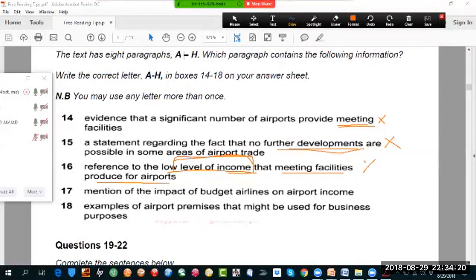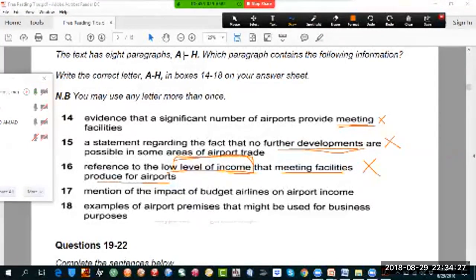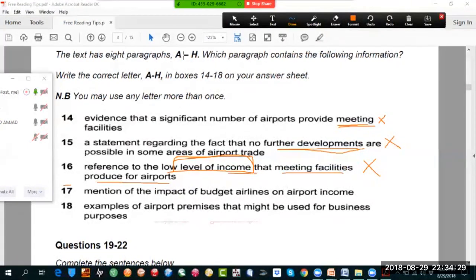A mention of the impact of budget airlines on the airport income. Yes, we talked about this towards the end of paragraph A. Do you remember it? Poor financial health or poor budget of the airlines and so on, right? So this is in paragraph A. So the answer to question number 17 is A. I will just cross it out since I'm sure. Now, I found answer E here.